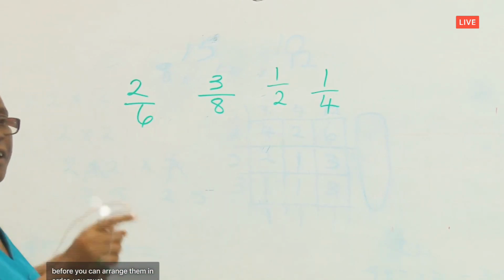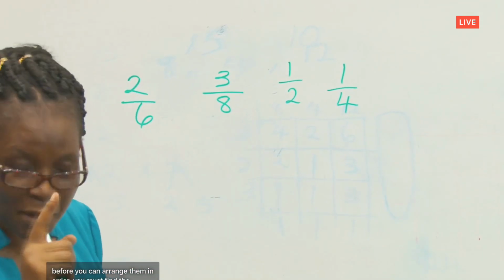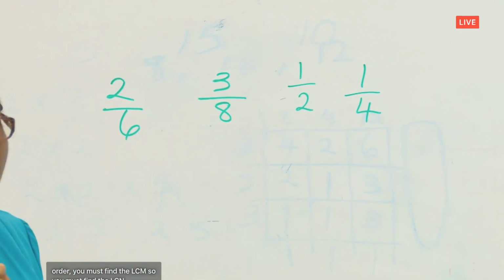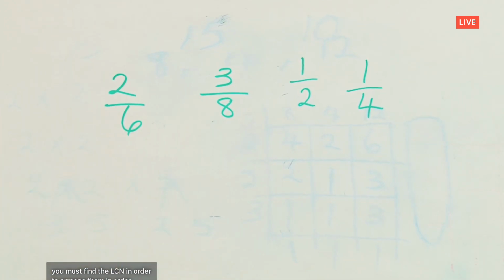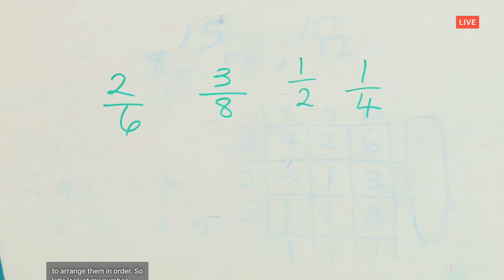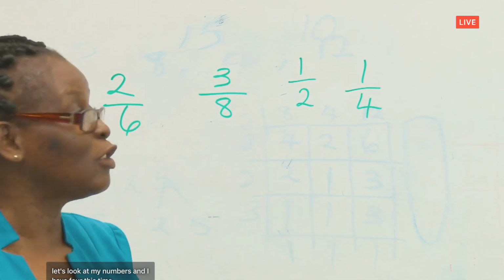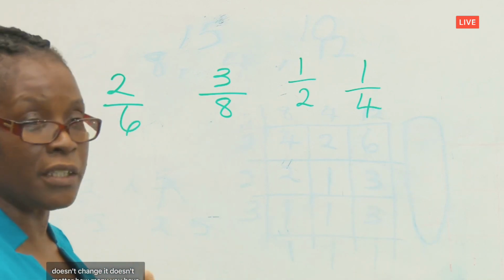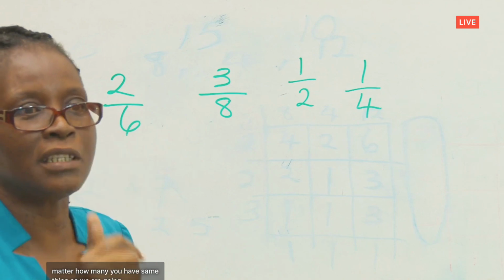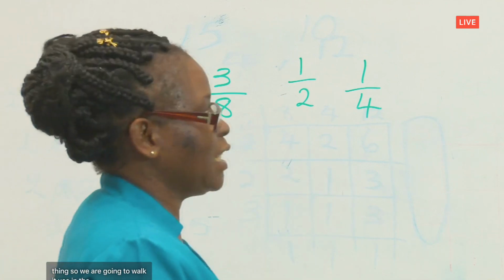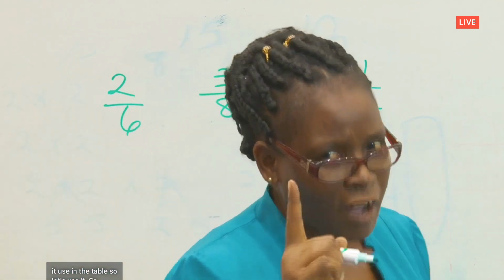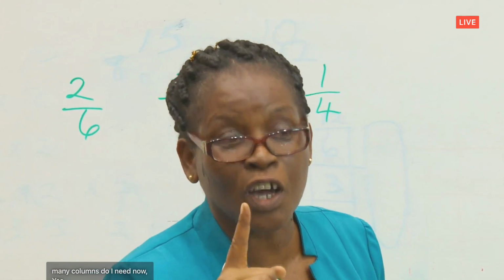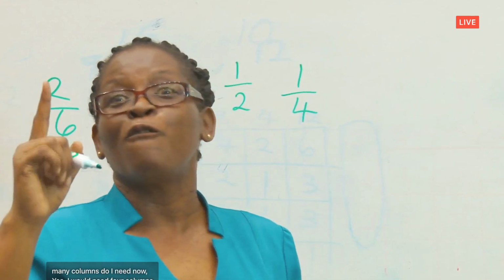Use these fractions, and we are going to arrange them in order. But before you can arrange them in order, you must find the LCM. So you must find the LCM in order to arrange them in order. So let's look at my numbers. And I have 4 this time. Principle doesn't change. It doesn't matter how many you have. Same thing. So we are going to work it using the table. So let's use the table.